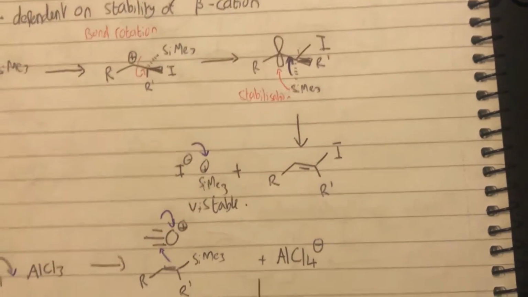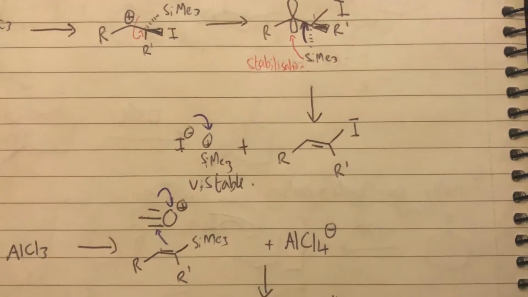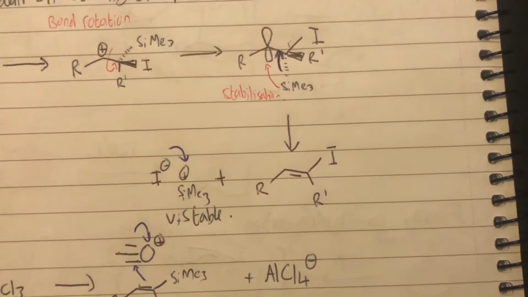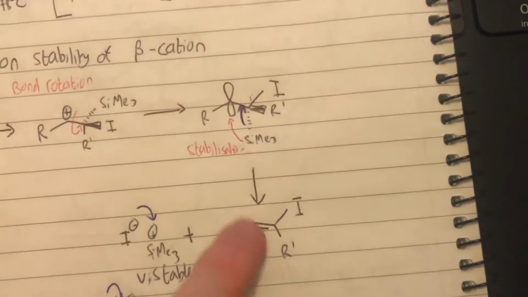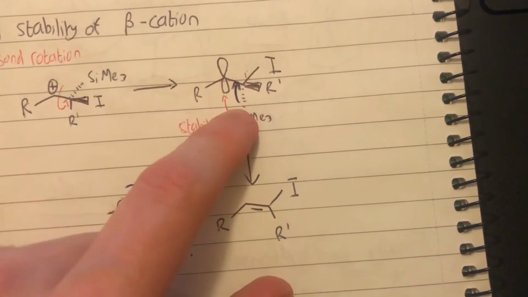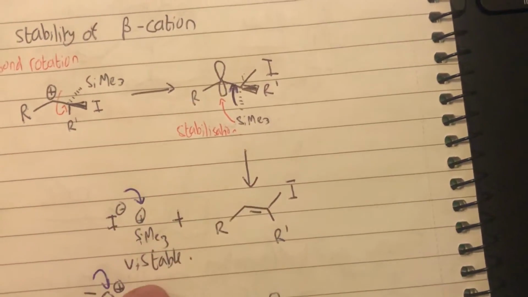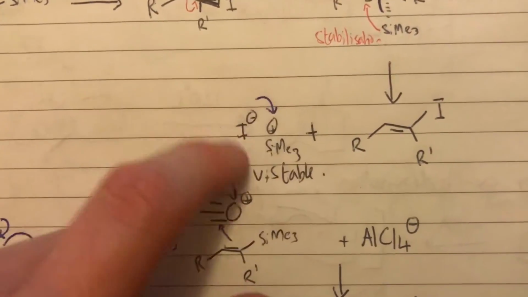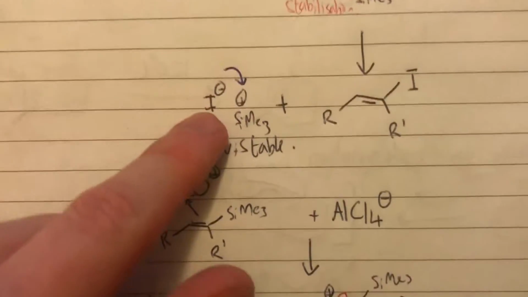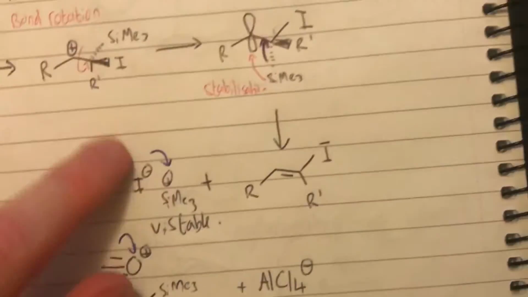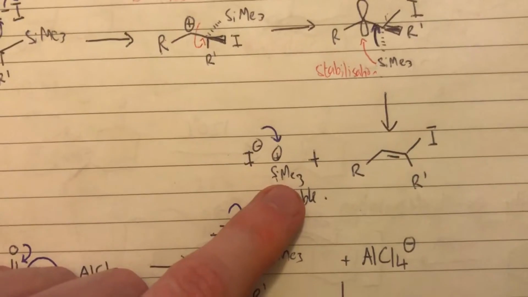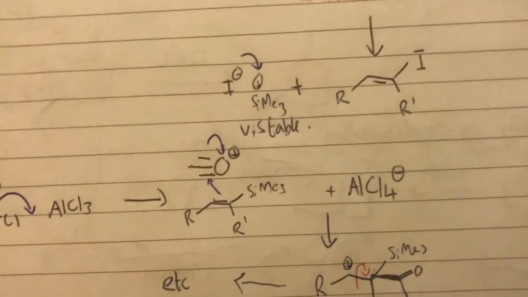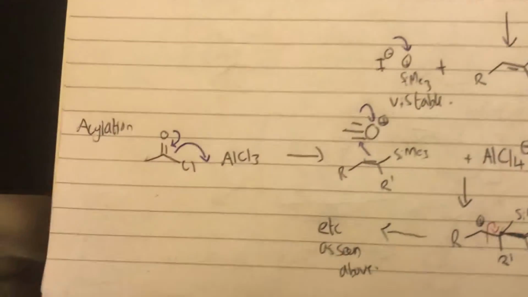Next up, we get this product here. It's effectively what we've got. The SiMe3 just donates back into the double bond, and then we've got that. This is, as it says here, very stable. We've just got an I minus from this stuff up here, and we've got SiMe3 leaving, which is a driving force for the reaction.